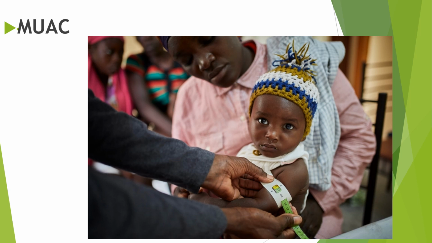We say it's normal if it is greater than 12.5 centimeters. If it is between 11.5 and 12.5 centimeters, we say moderate acute malnutrition, and if it is less than 11.5, we say severe acute malnutrition.